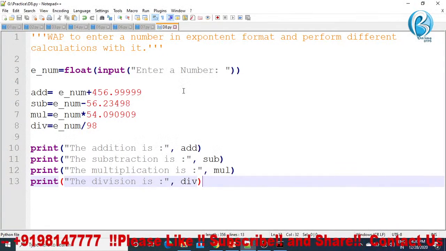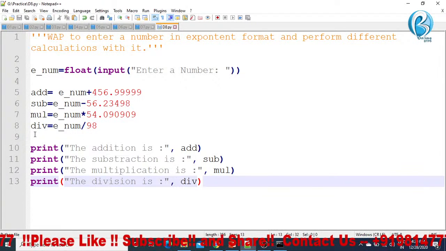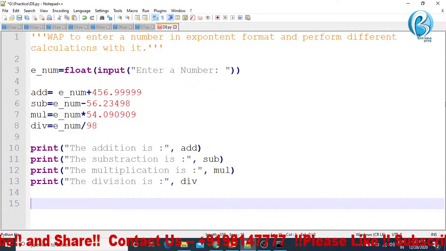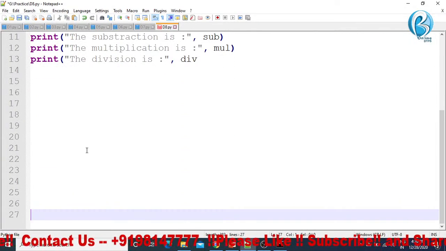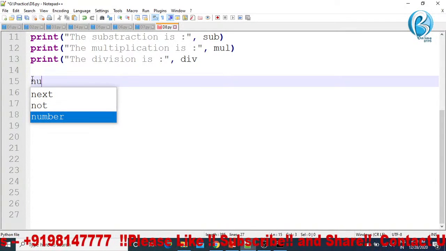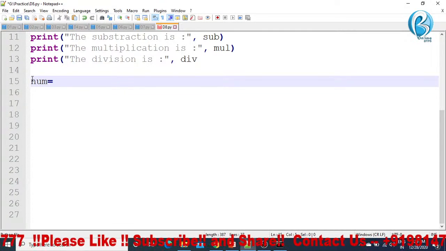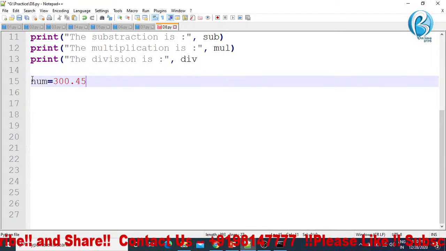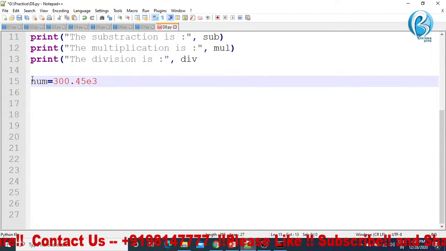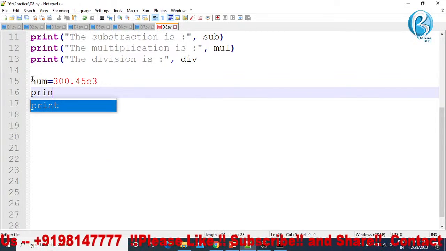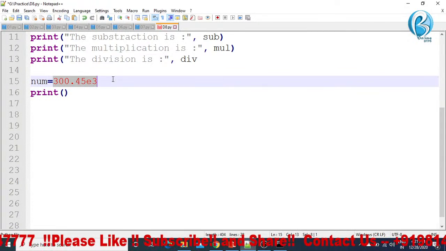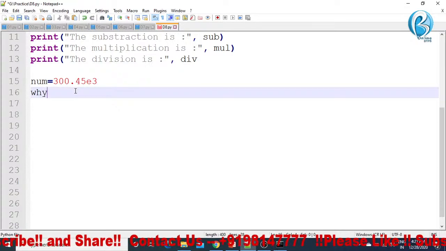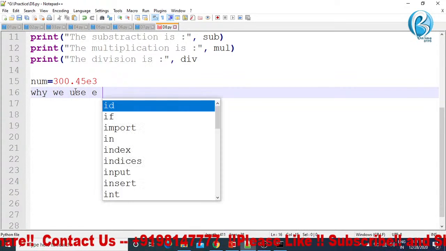So what does e mean? Specifically, what does e mean? Suppose we take a number here. Let's take the number equal to 300.45 e to the power 3, right? So if we print, what will it print? It will print the same thing, right? But why do we use e in a floating point number?